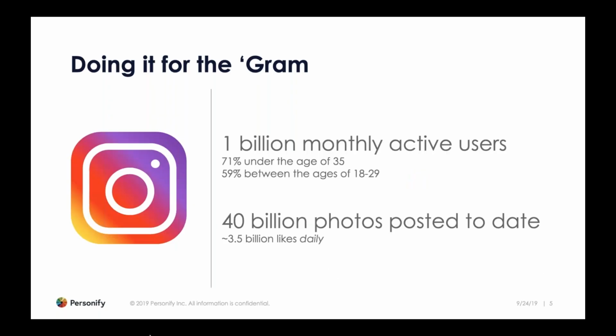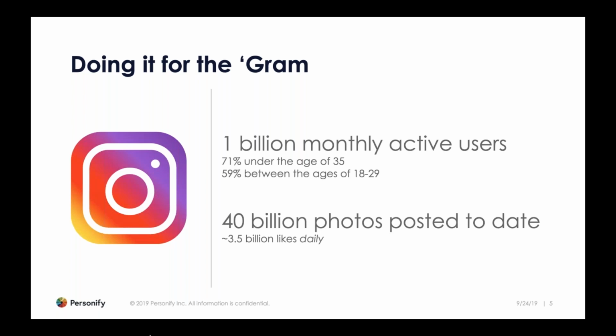Instagram now has over 1 billion monthly active users. 71% of those folks are under the age of 35, with 59% of users between the ages of 18 and 29 in the U.S., making it a very millennial and Gen Z heavy platform. Those 1 billion users have shared over 40 billion photos to date and around 3.5 billion likes a day. So they're sharing information, but they're also engaging with information, and that makes it a little bit different.